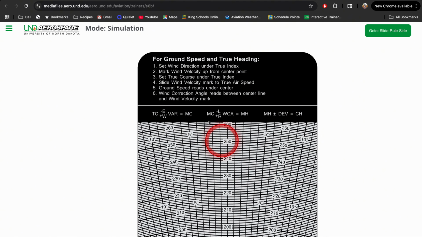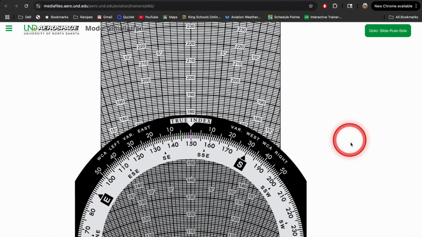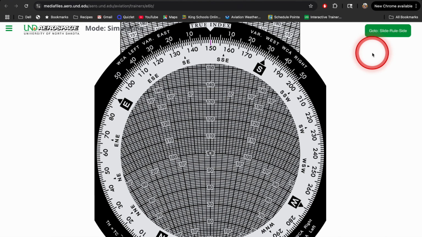Your next step, mark wind velocity up from the center point. It actually does mean mark. You could use a pencil or a pen and make a small dot on this, and it's pretty easy to erase. You'd use your finger or an eraser, and it comes off pretty easy. From the center point, count up until we get to our wind velocity. The wind was 20, there's 20 right there, and we're going to make a mark. You can do that with your pen or pencil.